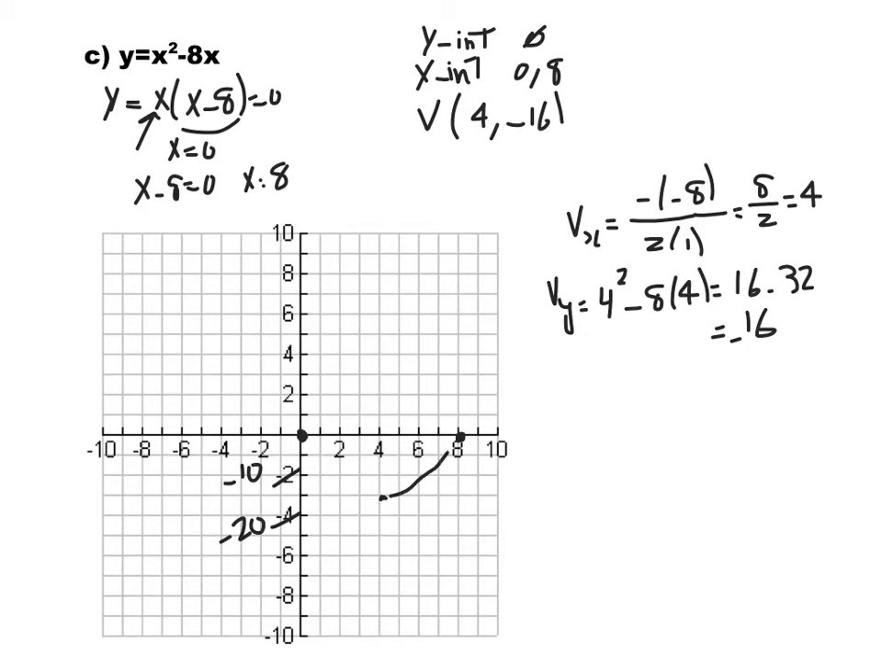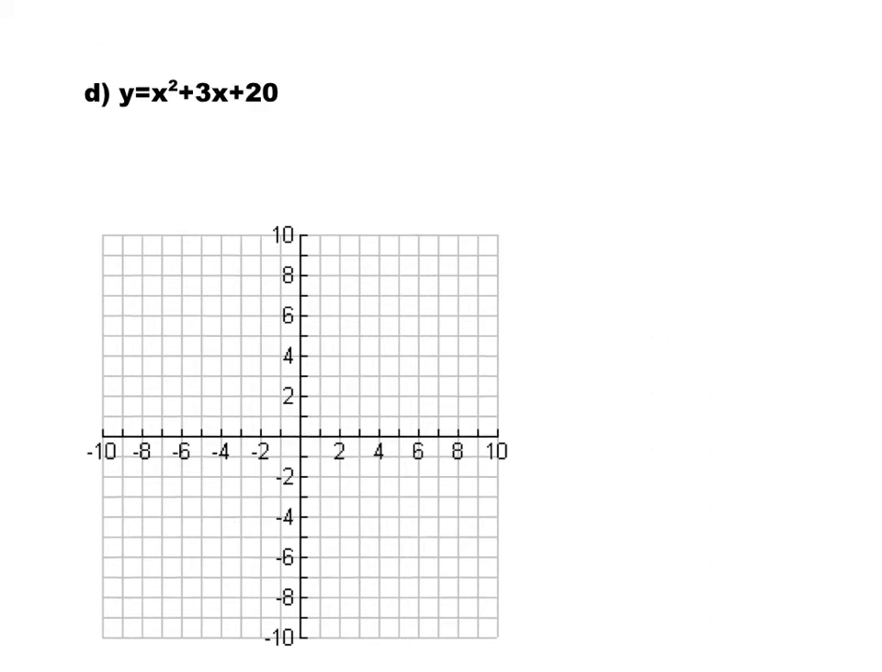Now I'm going to connect these points together, and I'm going to get a parabola that looks like this. The next example asks us to plot y equals x squared plus 3x plus 20. The first thing we notice is that the constant here is the y-intercept, so the y-intercept is going to be 20. Again, the y-intercept is the constant if the quadratic is in standard form.